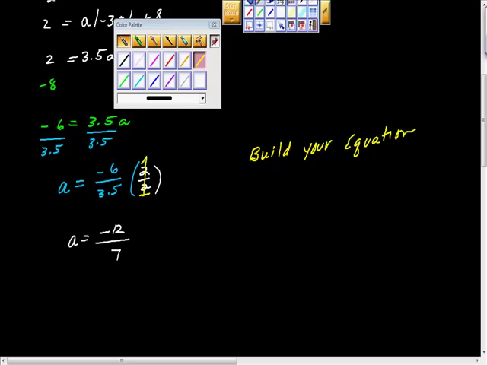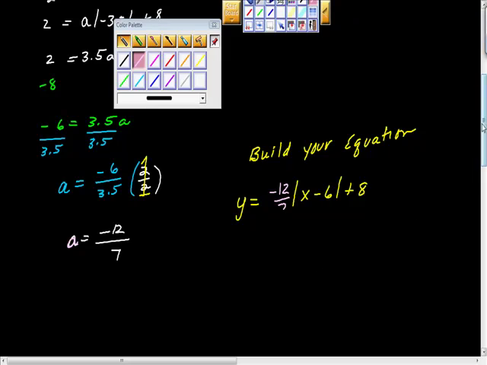So let's build our equation. What part of the equation did we already have? y equals a times |x minus 6| plus 8. We're looking for a here, and here's a right here. So I can take this out and put in negative 12 over 7. Perfect.